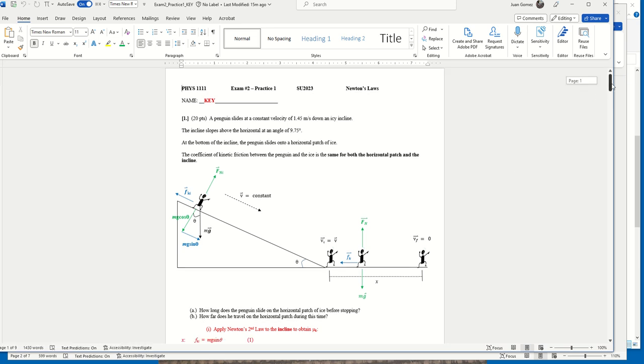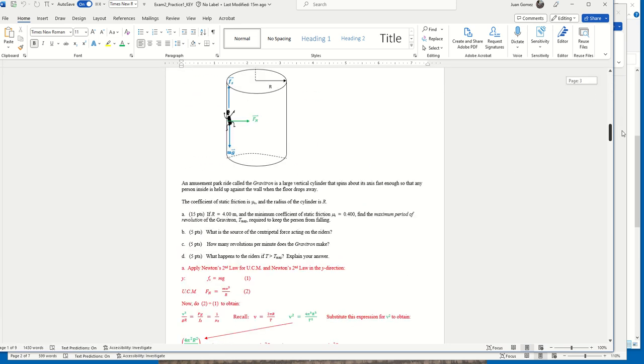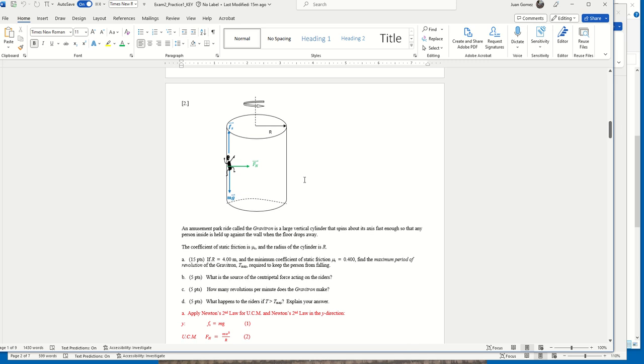Okay, this was done in another problem. Here's the Gravitron problem. Now, here's the person in the Gravitron. What three forces are acting on the person? Well, there's the person's weight, mg, in the negative y direction. There's the static friction force, Fs.